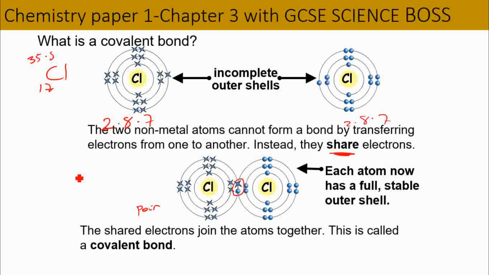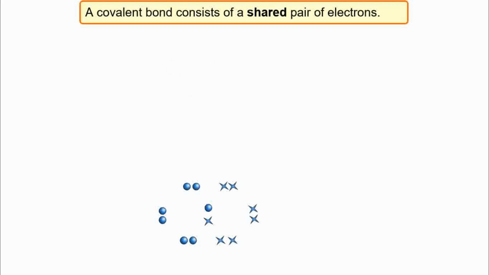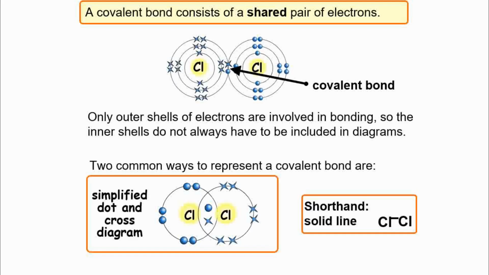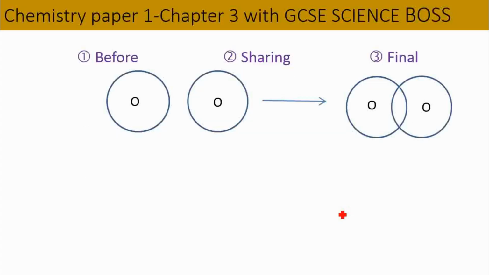Okay, and we can represent this as Cl with a line. Good, and that line is just showing this shared pair of electrons. So that's a structural diagram, okay? Good. All right. So we've mentioned the line there. All right, good. Let's move on.